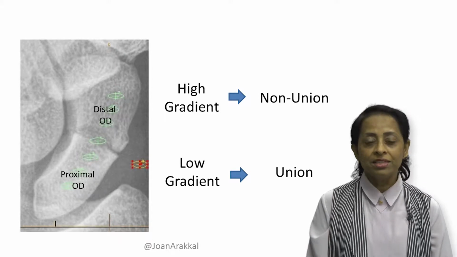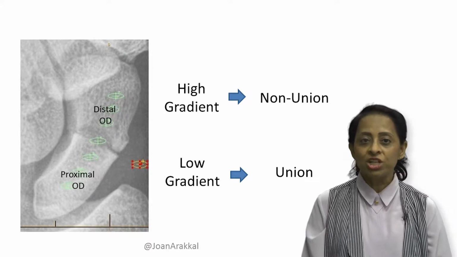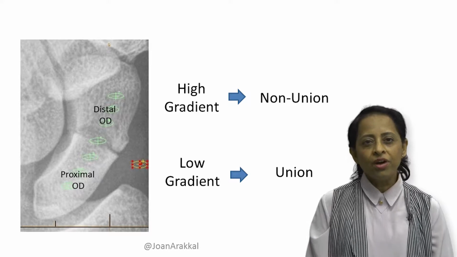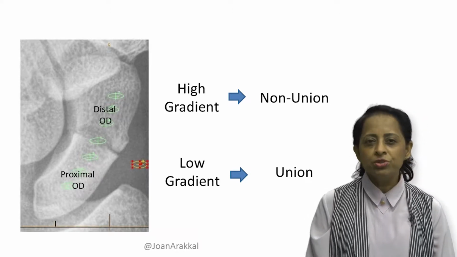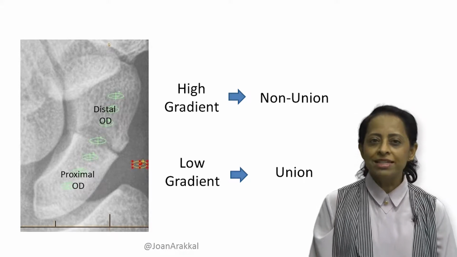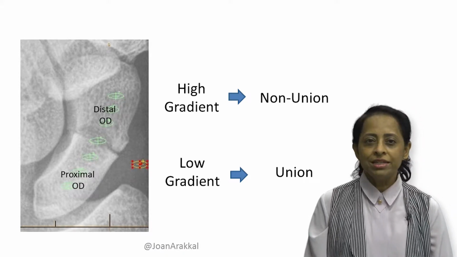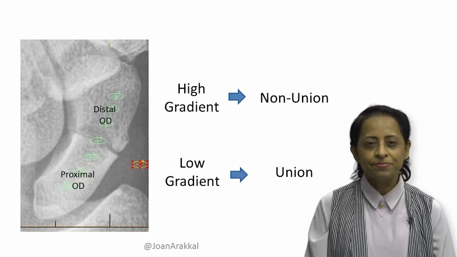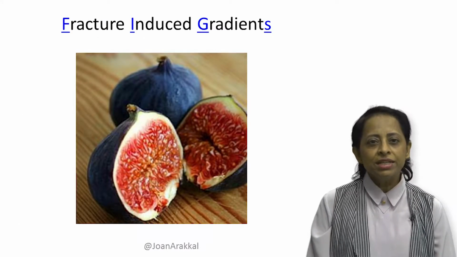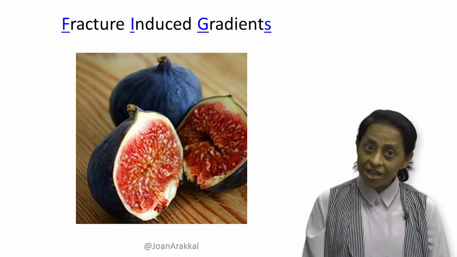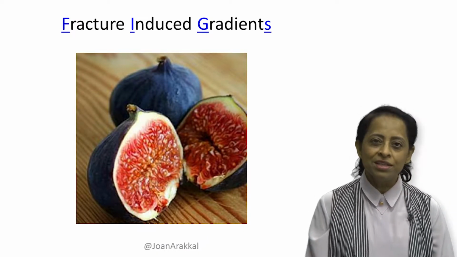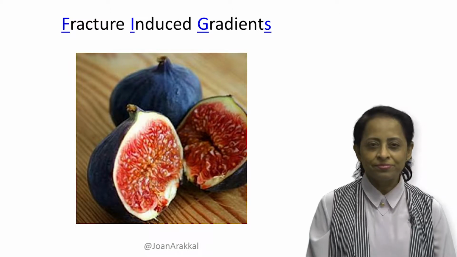When we compared the optical densities across fracture lines in scaphoids, we found that those showing a greater difference in optical density, or to use a more technical term, a higher optical density gradient, were more likely to result in non-union. As these gradients are induced by the fractures, we refer to them as fracture-induced gradients or simply as FIGs.